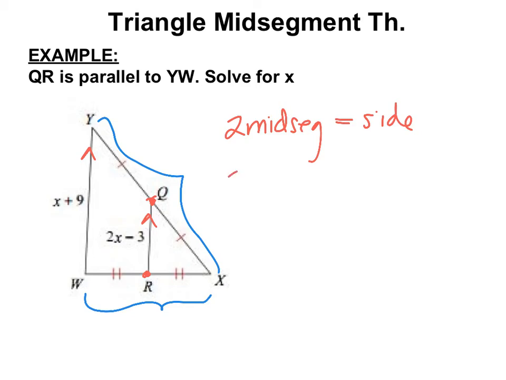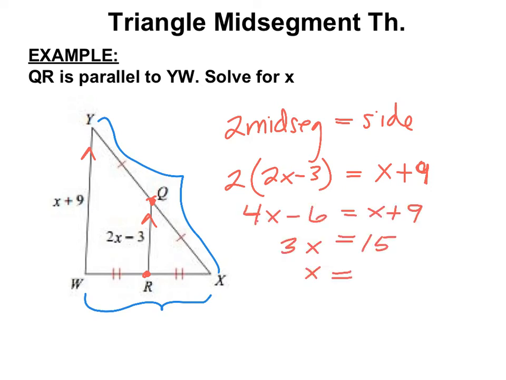So in this case, the midsegment is 2x minus 3, and the side is x plus 9. So take a second and solve for x. We all should be able to do that at this point now. So pause the video and try to do that on your own.